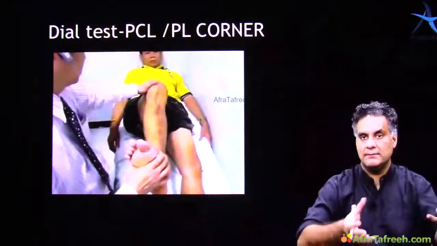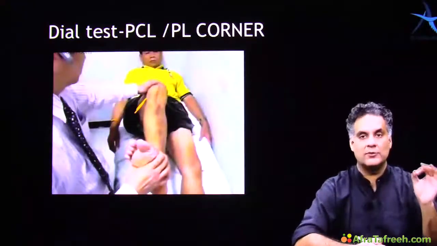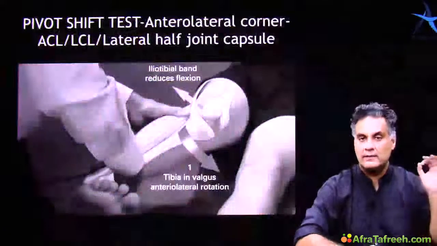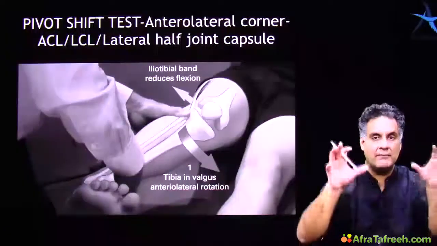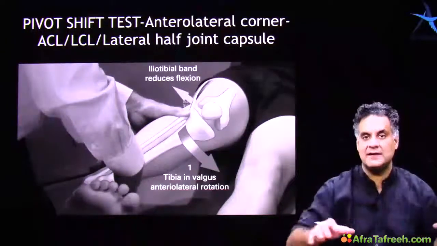Dial test tests the posterolateral corner in the knee, which is a very, very important corner. If it is damaged, the prognosis of the knee is very poor. Now the pivot shift test tests the anterolateral corner, where mainly the ACL is, and the posterolateral corner, where mainly the PCL is.